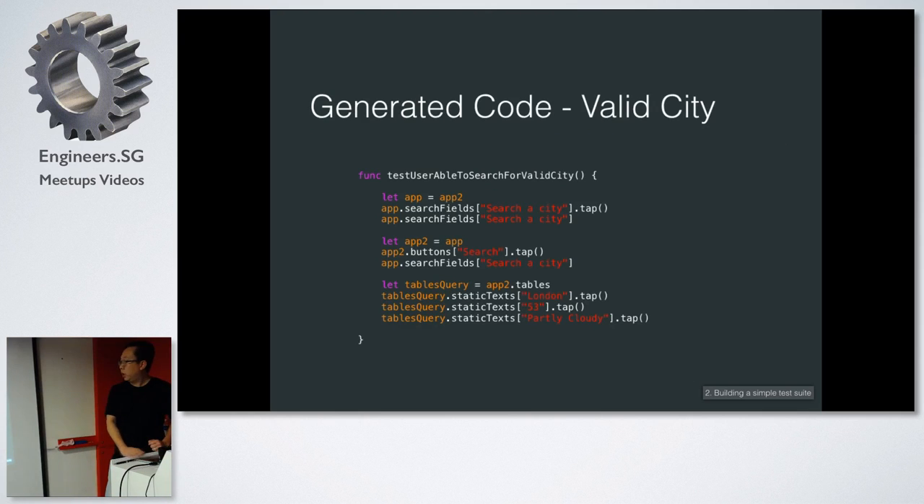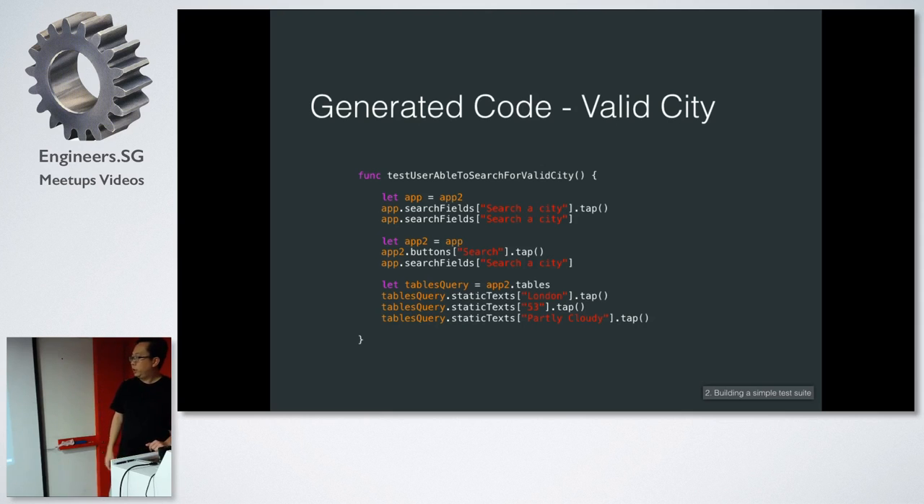Okay. So now let's look at the generated code. So what we have here, app equals to app 2. Definitely this is something not correct. Assuming app represents the object that queries the views on the screen. So now we look for search fields where we filter by the identifier such as city. As you can guess, it's probably the text used as the placeholder. We tap on it. And after that, if you can reimagine the whole UI flow, we are supposed to type in London into the search field. But here again, it's missing.